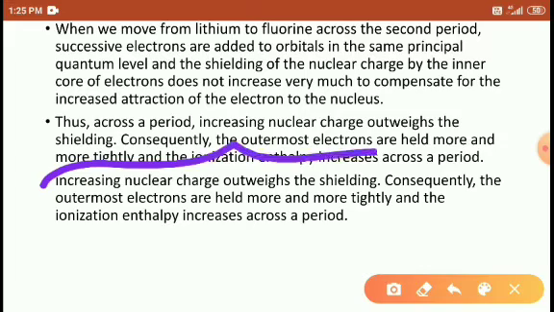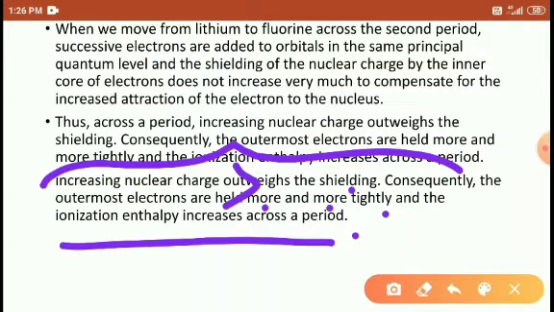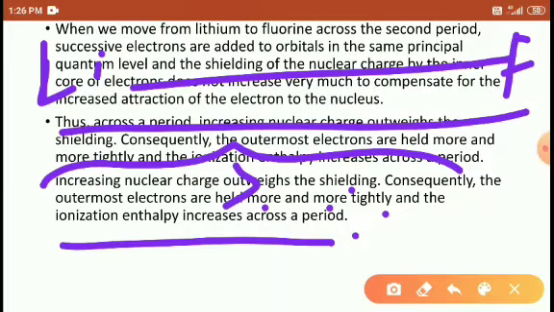So the nuclear charge increases and is greater than the shielding. Consequently, the outermost electrons are held more and more tightly, and the ionization enthalpy increases across the period. So when you move across the period from lithium to fluorine, the ionization enthalpy increases because the electrons are present in the same shell. If the electrons are in the same shell, nuclear charge increases, then the electrons are more tightly held to the nucleus. So that's why ionization enthalpy also increases. Right, students?